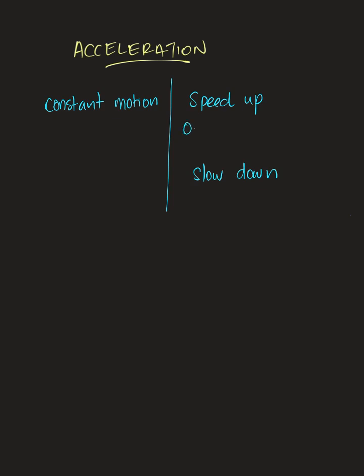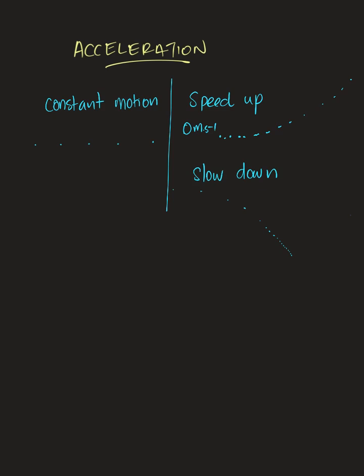When we talk about motion, we can look at motion in three ways. I can have constant motion, or I can either speed up or I can slow down. Speed up means I start at 0 meters per second and slowly I start to go faster and faster and faster. Or I could be going very, very fast and I start to slow down. Or I'm moving in a constant motion.